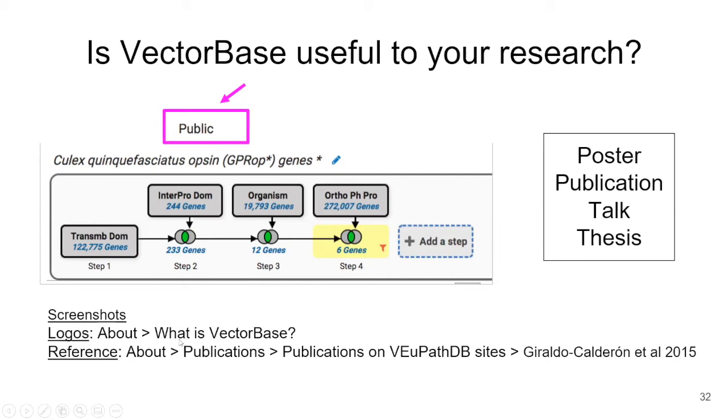Use our logos. Where can you find them? In the About menu, What is VectorBase? And please reference the resource. So if you go to About, Publications of VEuPathDB sites, the most recent publication for VectorBase is from 2015. So we'll really appreciate it if you can do this, so more people get to know about VectorBase and use it, and we and our funders know from our users how they are using VectorBase.